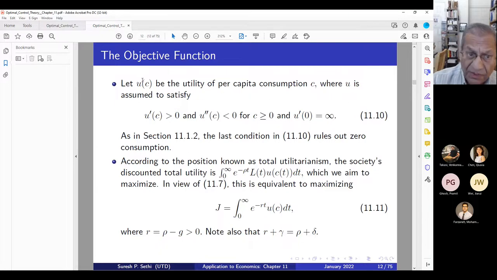U(C) is the utility of per capita consumption, because C is the per capita consumption. And again, we assume the same utility properties. The utility is increasing, utility is marginally diminishing, and U prime of zero is infinity. Here we want to have an objective function. And there are actually two ways to do it. One is total utilitarianism, which says that the society's value is maximizing utility of consumption times the population. So everybody gets some utility, and the total society utility is the total utility for the whole population. But L(t) is e to the g t, so e to the g t and rho can be combined. And so I can write this formula as this formula, where r is rho minus g.